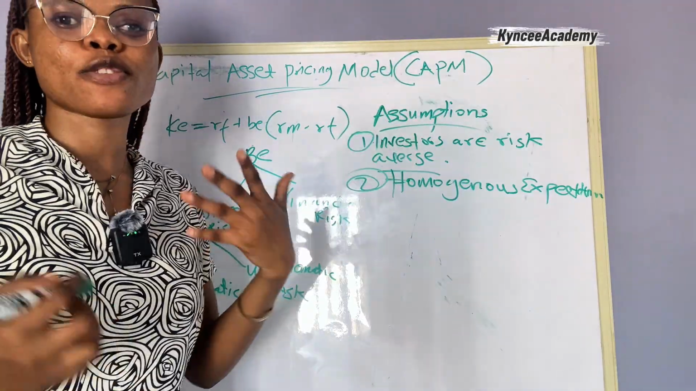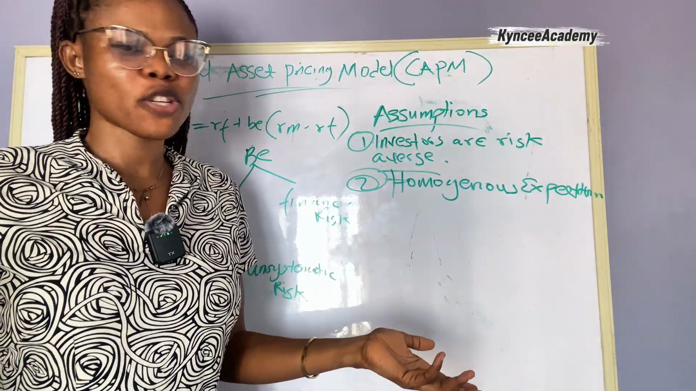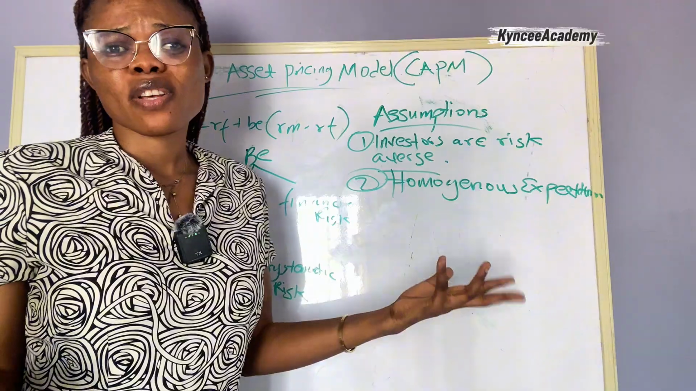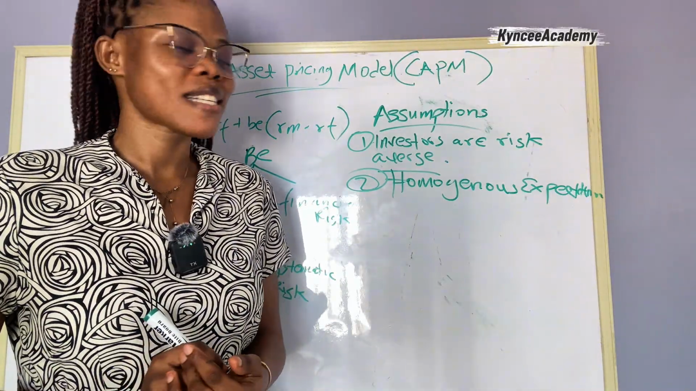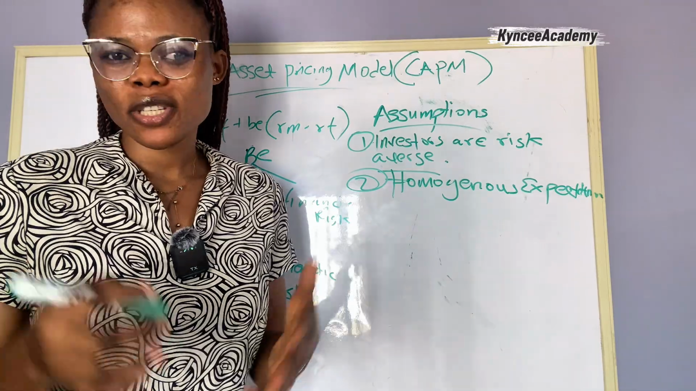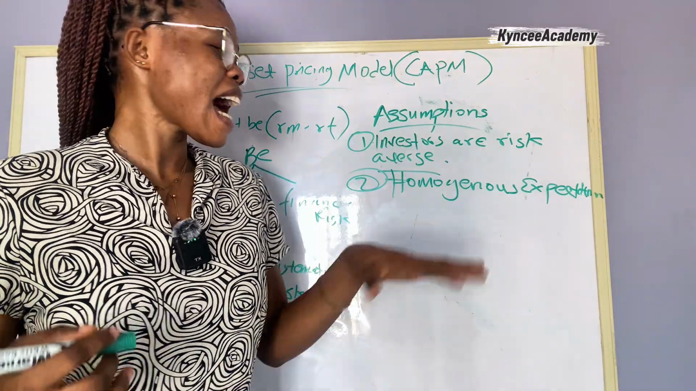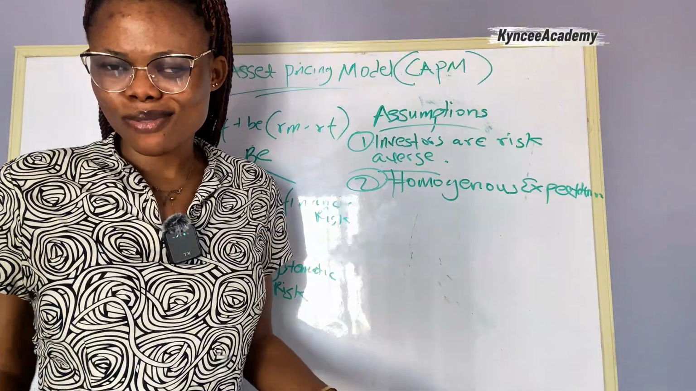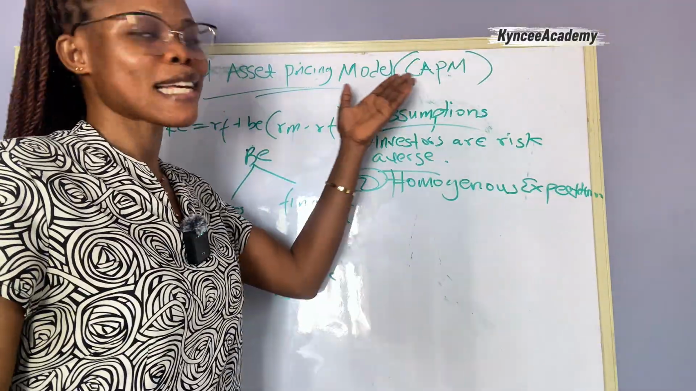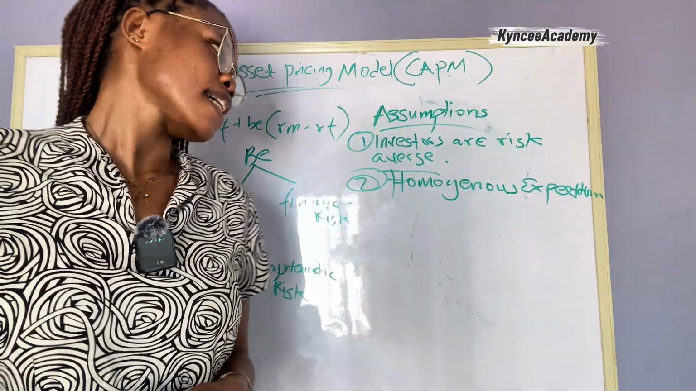So the CAPM also assumes that there are homogeneous expectations, meaning that all the investors have the same expectation in terms of information about the market, everything. They have the same expectation. And you ask yourself, is this even true? It's also not true, but it is an assumption. We'll work with it like that.